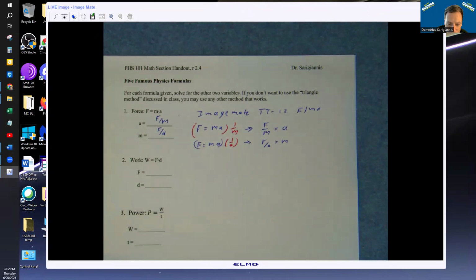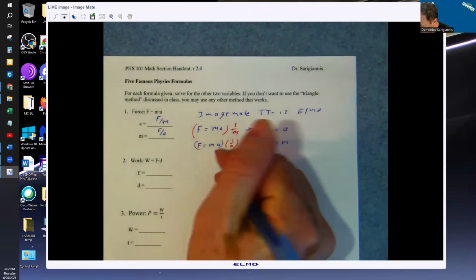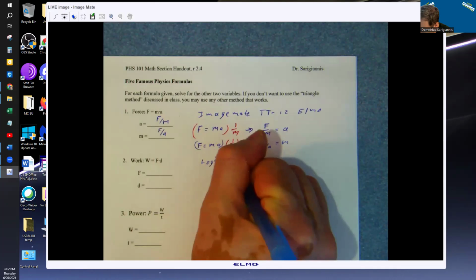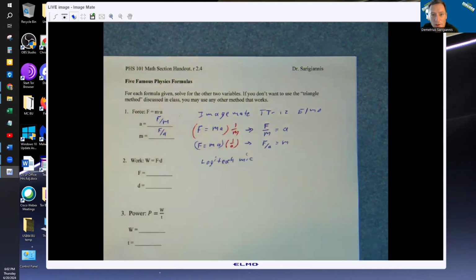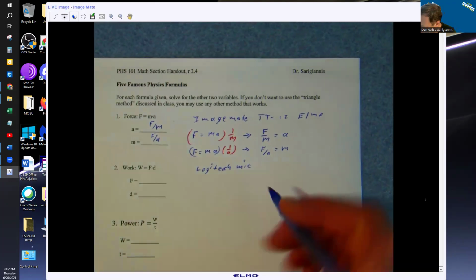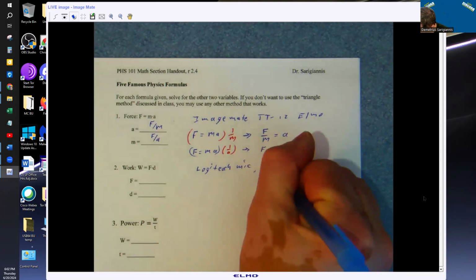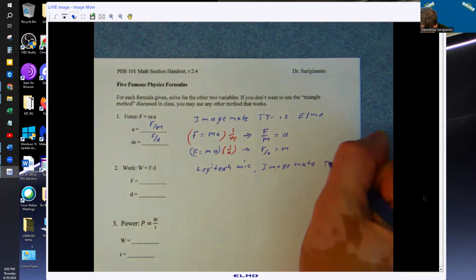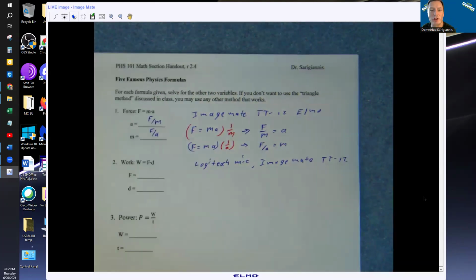Now, let me switch over. In fact, you know what I'm going to do? I'm going to try a different microphone. So now I'm using the Logitech microphone, and I'm still using the Imagemate software. Let me maximize this. This is the TT12 Elmo still.